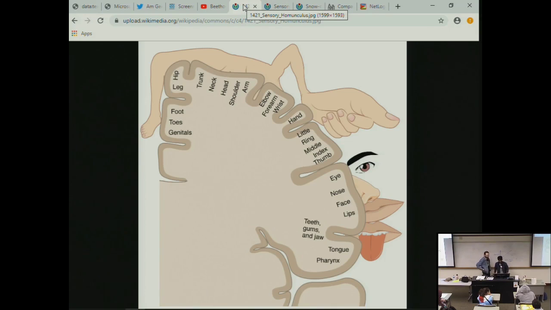So this is a visualization of the human brain.